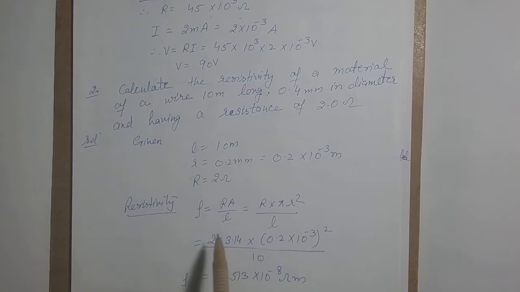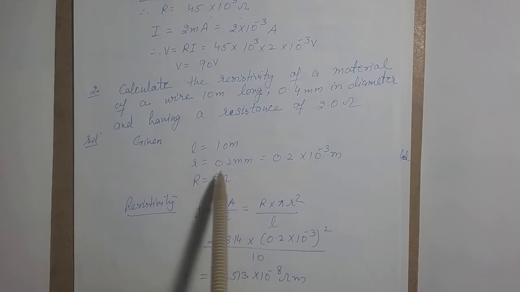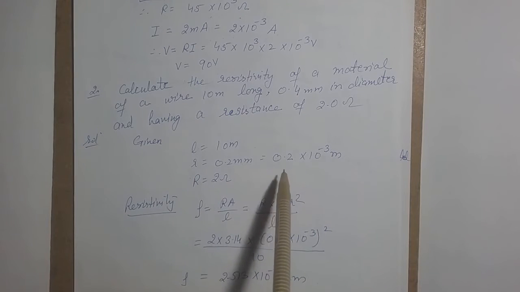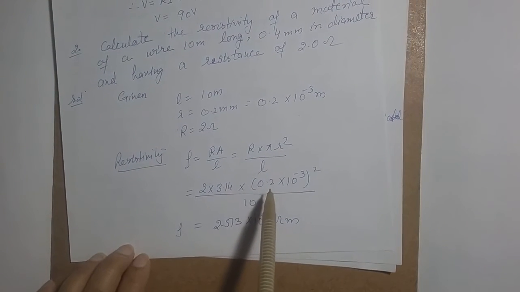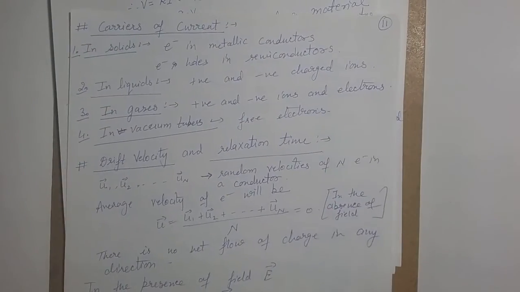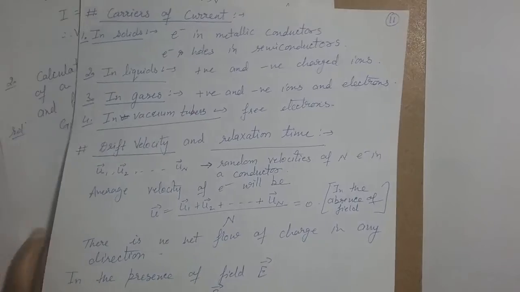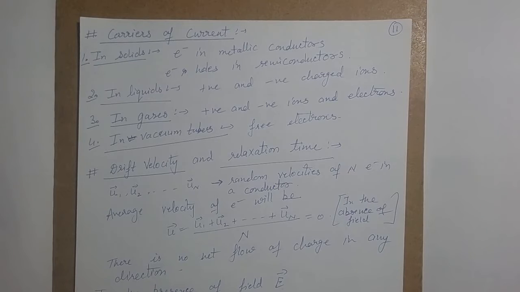Substituting the values, the diameter was 0.4 millimeter, so the radius is 0.2 millimeter, that is 0.2 into 10 raised to power minus 3 meter. Substituting all the values, we get that the resistivity of the given wire is 2.513 into 10 raised to power minus 8 ohm meter. In this manner you can easily solve numericals based on the color coding scheme as well as resistivity, resistance and many other factors.